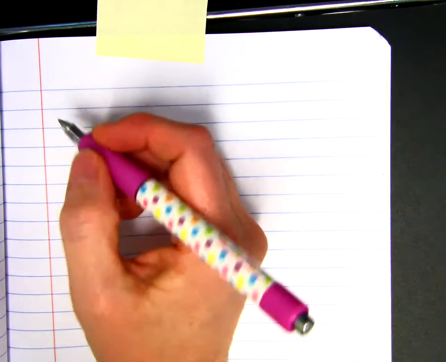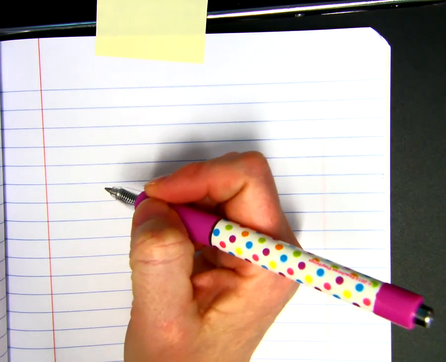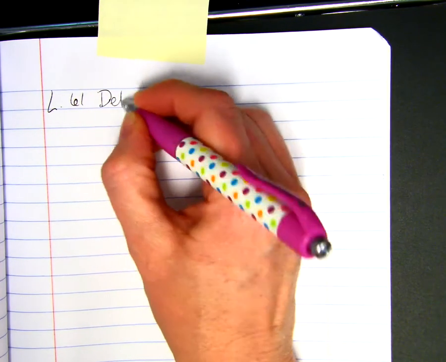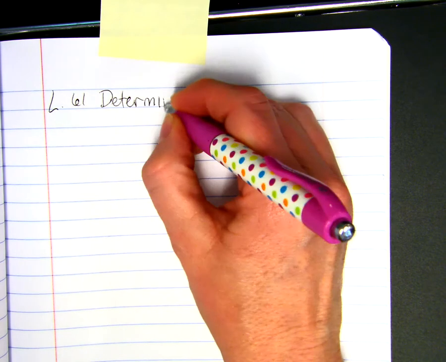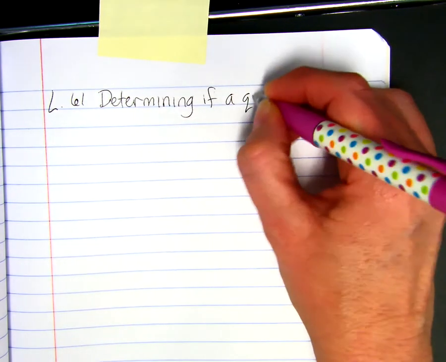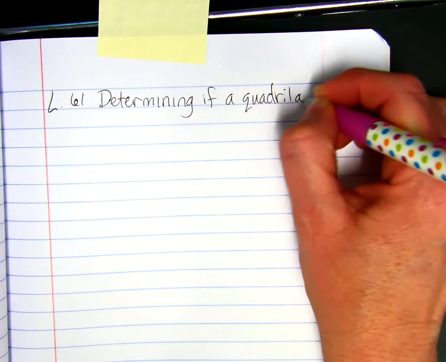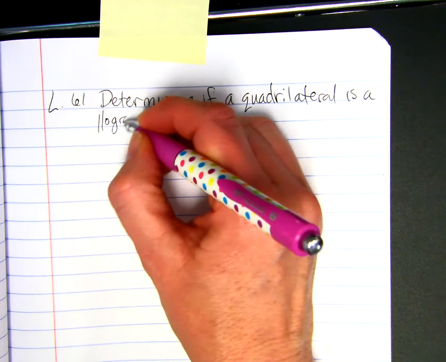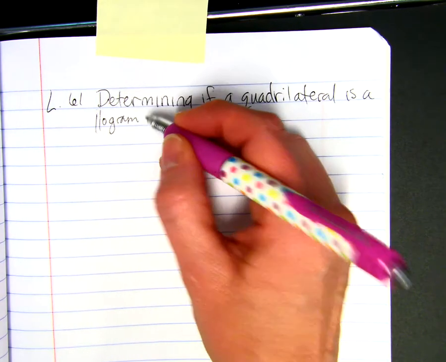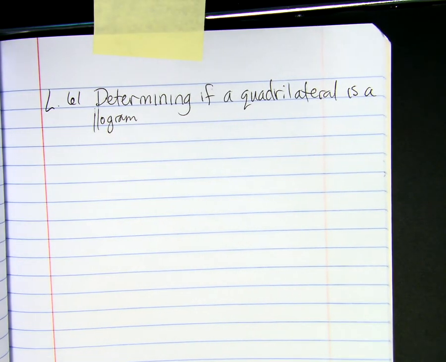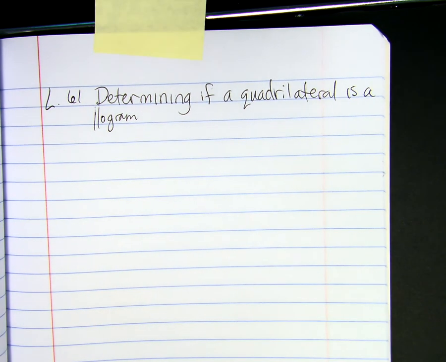Lesson 61, determining if a quadrilateral is a parallelogram. Okay, so there's kind of like a checklist that you go through to see if it's a parallelogram.